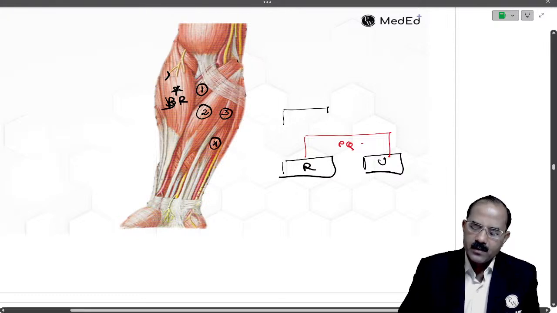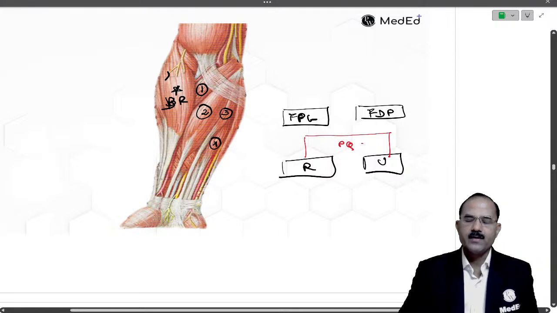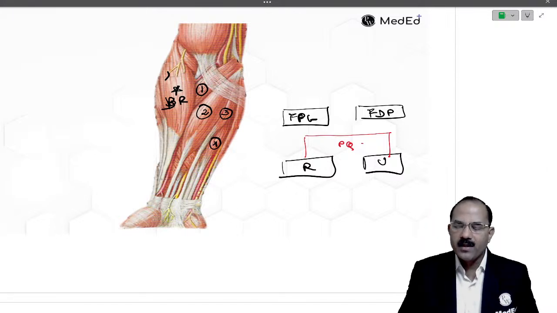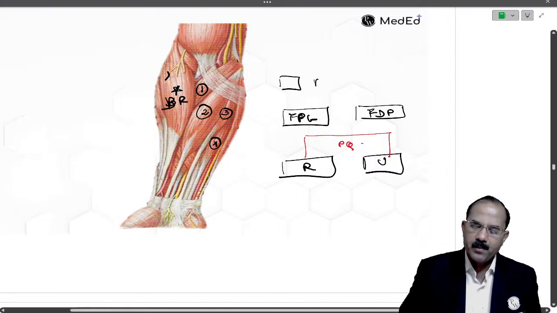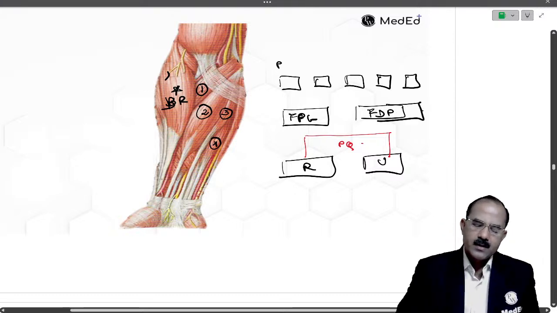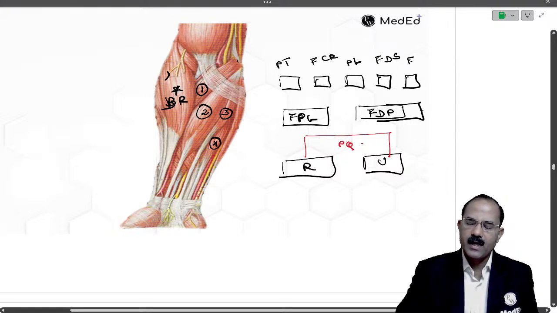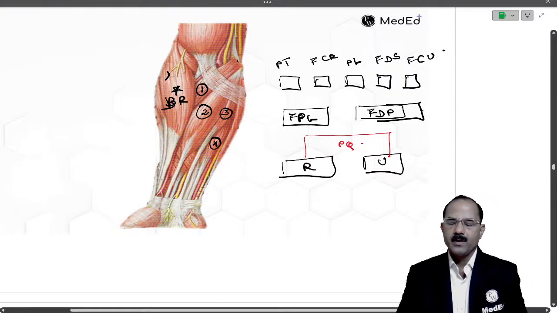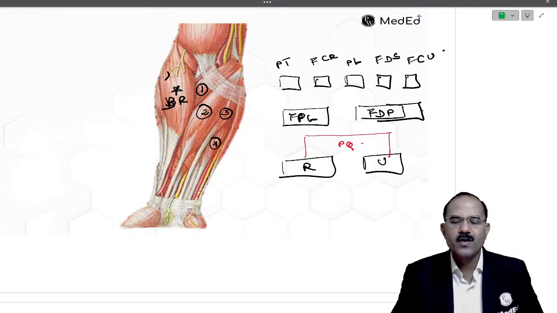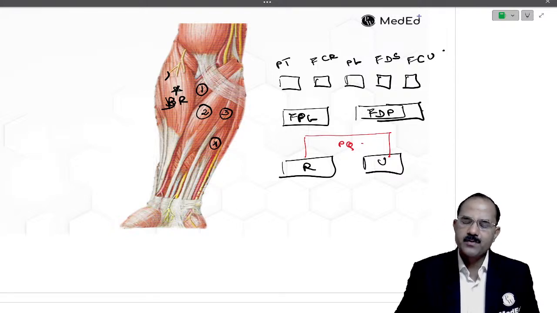What is this muscle? These are the two muscles here. One is the flexor, what is that? Flexor pollicis longus, flexor digitorum profundus. The muscle which begins from the radius is the flexor pollicis longus, and the muscle which begins from the ulna is the flexor digitorum profundus. And these are the five superficial muscles here: the pronator teres, the flexor carpi radialis, the palmaris longus, the flexor digitorum superficialis, and the flexor carpi ulnaris. Okay, so pronator quadratus is the deepest. Above that are the flexor pollicis longus, the flexor digitorum profundus, and the five superficial muscles.